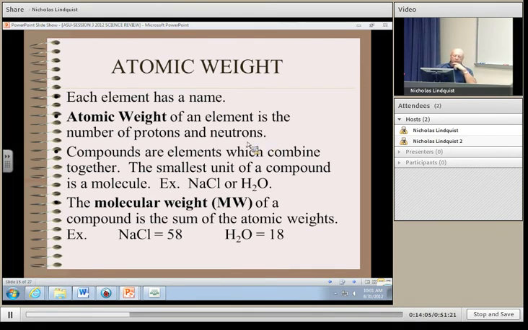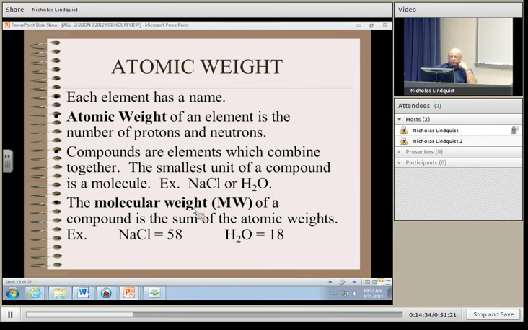Now, compounds are basically composed of 2 or more elements which combine. The smallest unit of a compound is going to be referred to as a molecule. Some examples of that would be sodium chloride, or another common example is H2O, 2 hydrogens and 1 oxygen. Now we can have a molecular weight of a compound.